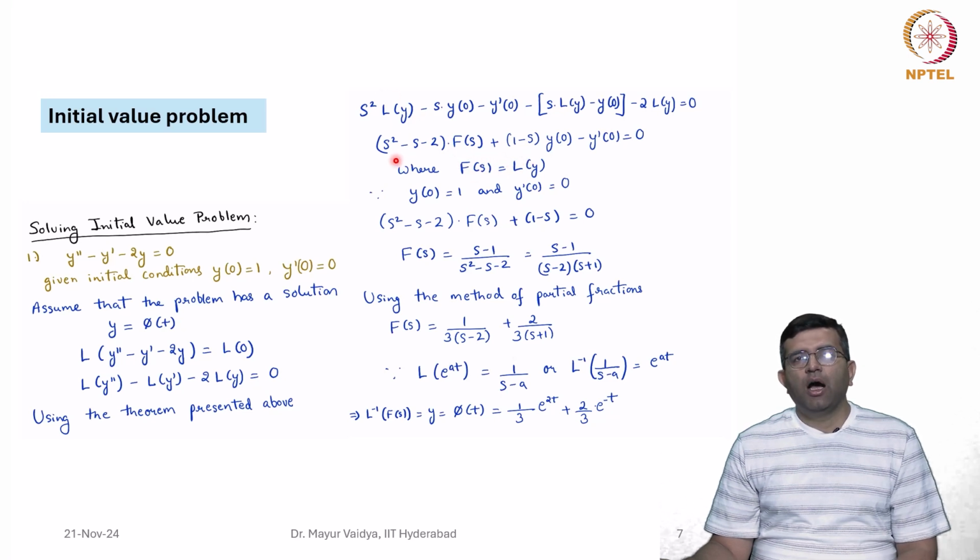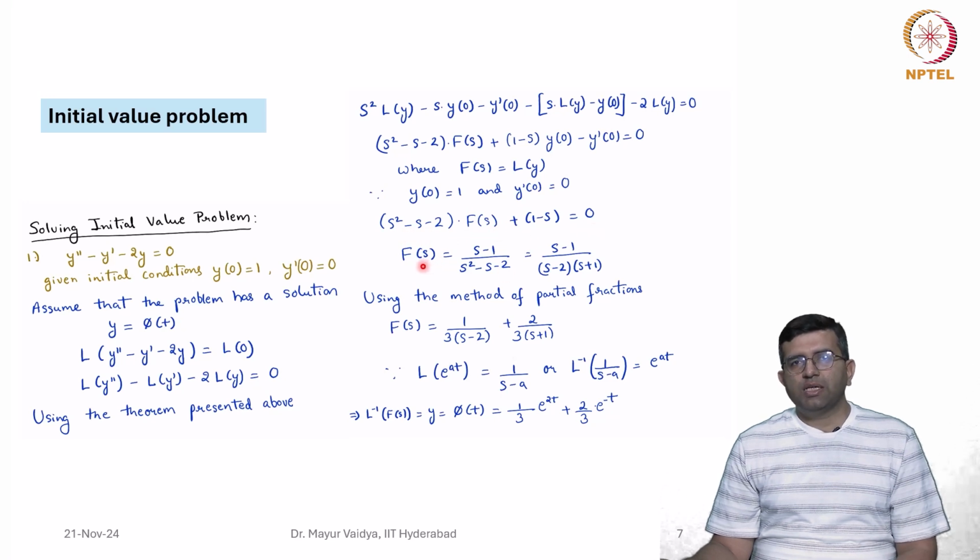F of s. So if I collect the terms which have F of s, here and here, it becomes s square minus s minus 2 into F of s, plus, if I collect the terms containing y of 0, 1 minus s into y of 0 minus y dash of 0 equal to 0. Now, we are already given that y of 0 is equal to 1 and y dash of 0 is equal to 0. So, s square minus s minus 2 into F of s plus 1 minus s is equal to 0.